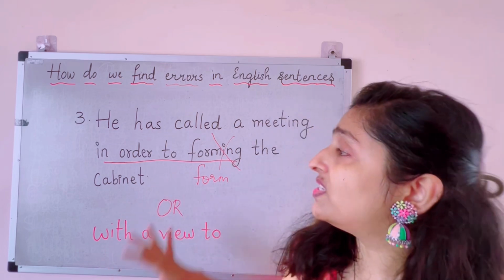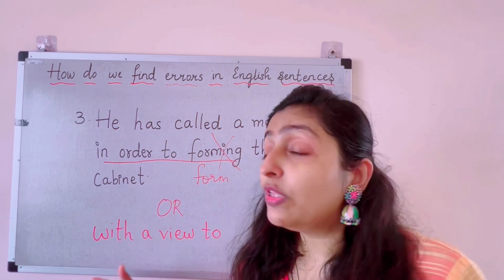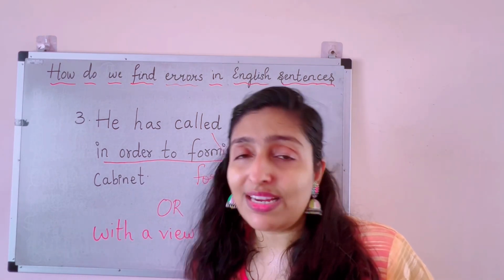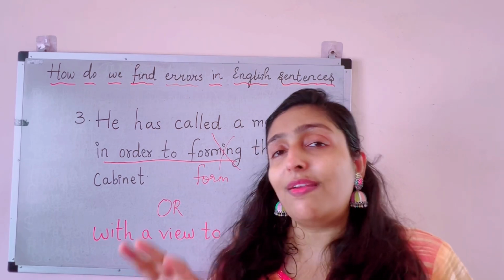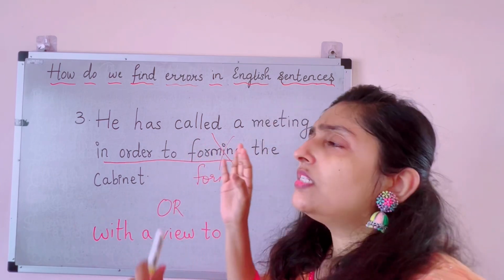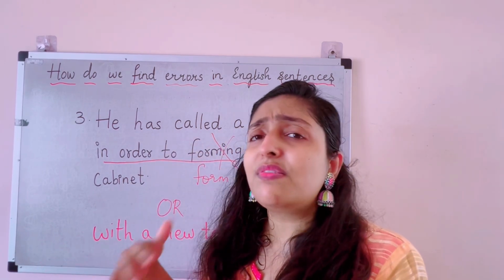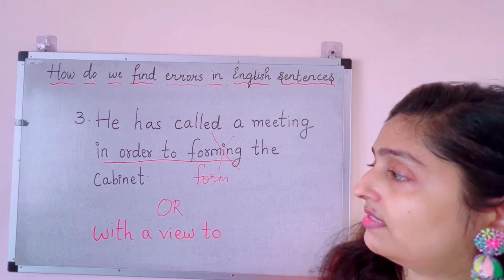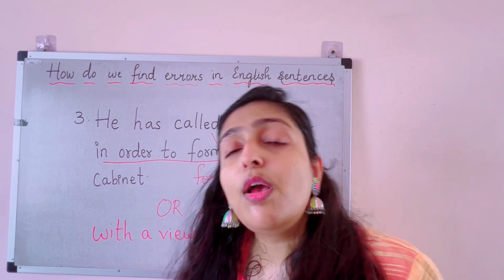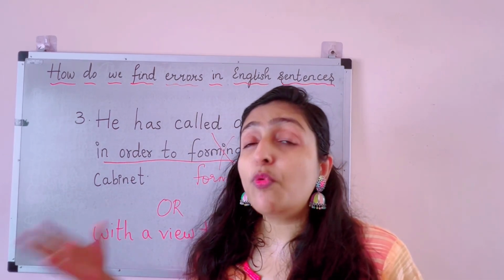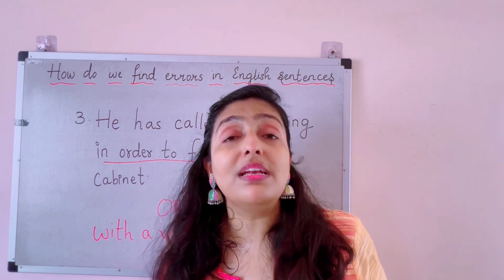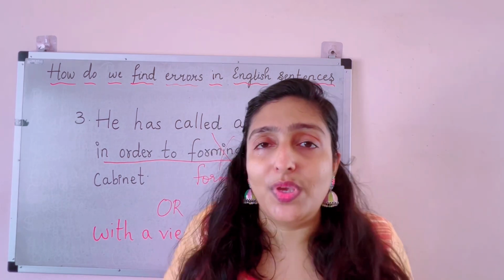Now, why do we use the ing form along with this phrase with a view to? Because forming becomes a gerund with this phrase. Gerund is an activity that has got ing. So this sentence is all about a purpose, or there is an aim, there is an intention, there is a cause. So you can say he has called a meeting in order to form the cabinet, or he has called a meeting with a view to forming the cabinet. In the second case, forming becomes the gerund, with a view to.